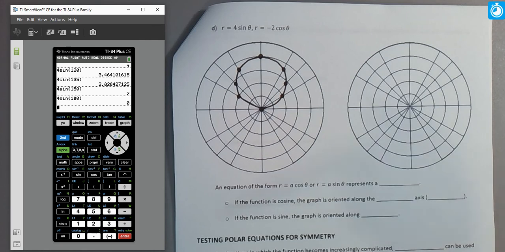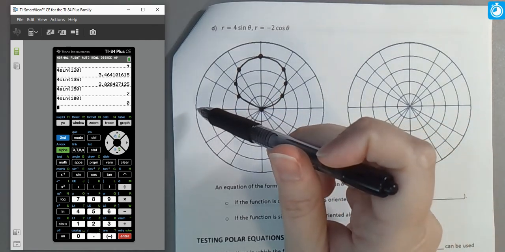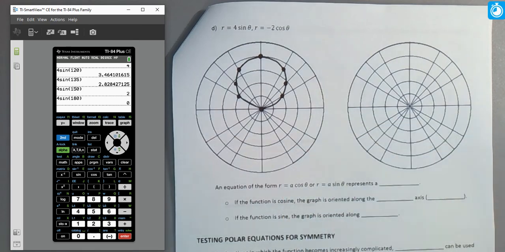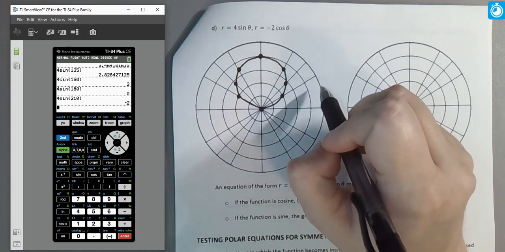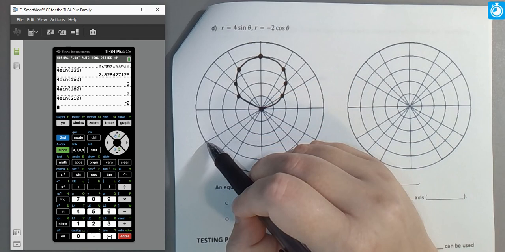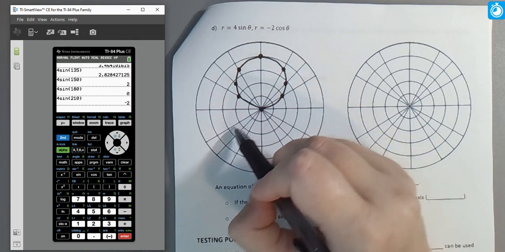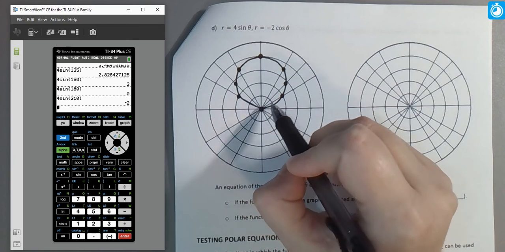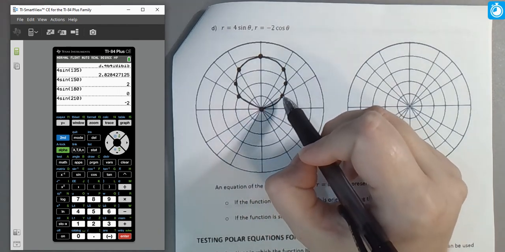So if we rotated past 180 degrees, another 30 degrees, that would take us to 210. So what happens there? So 4 times the sine of 210. Okay, well notice we get a negative value. So what would that graph as? Well, we've gone to 210 degrees, or 7 pi over 6 radians, and now we're at negative 2, which means we're along this ray, but we're going in the opposite direction, negative 1, negative 2. And sure enough, it gives us a point we've already graphed.